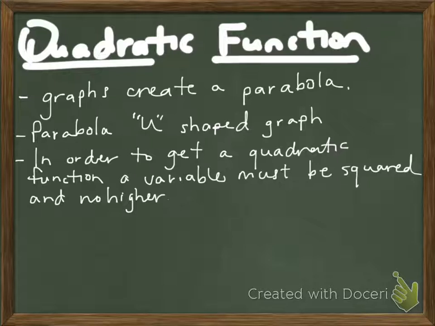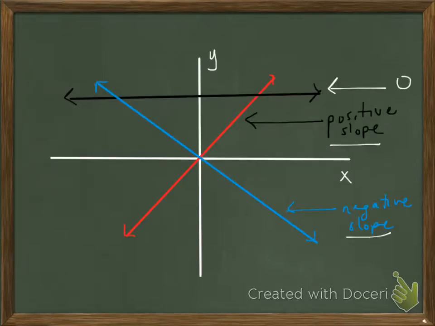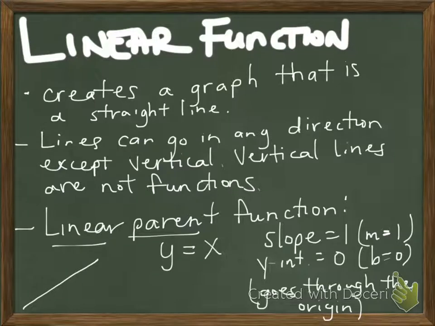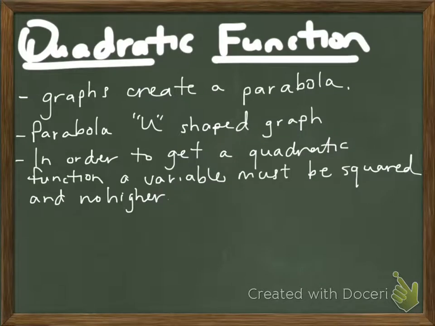And so when we talk about the linear parent function, earlier we said the linear parent function was y equals x. If we go back a frame or two, we see that y equals x is our linear parent function right here. And notice how there is no squared variable. When you have a linear function, you're not going to have any exponents at all in your equation. However, when you have a quadratic function, in order to get that U-shaped graph, you must have a squared variable.